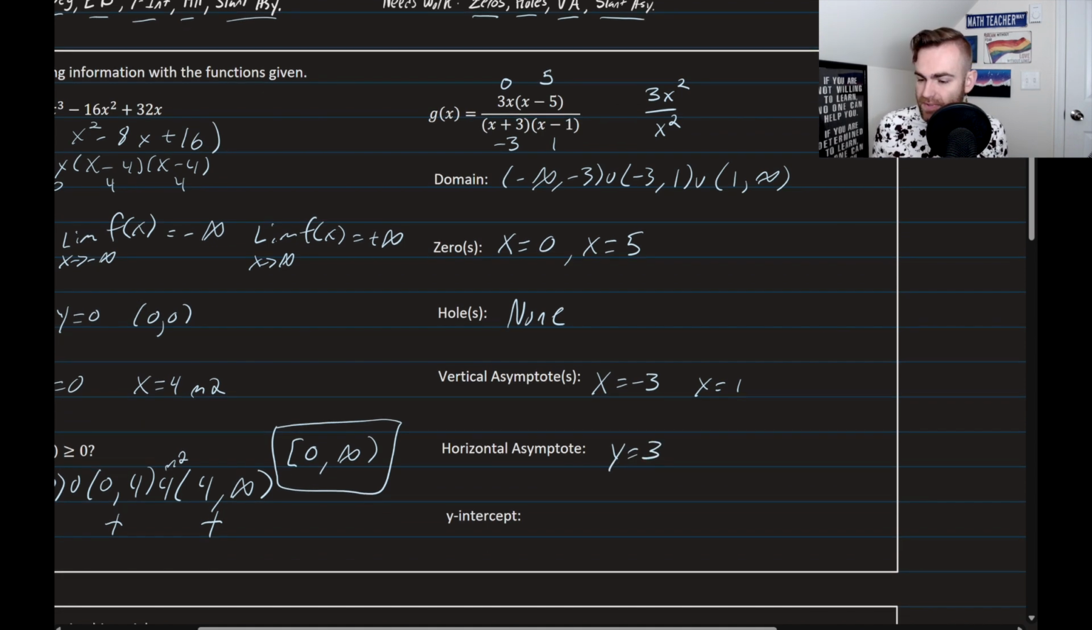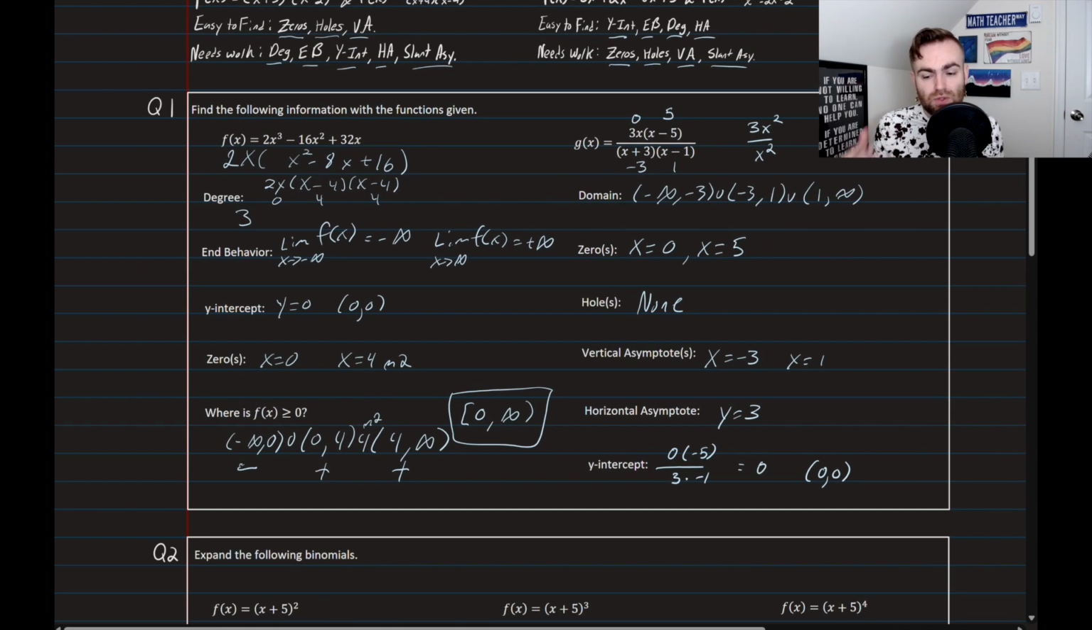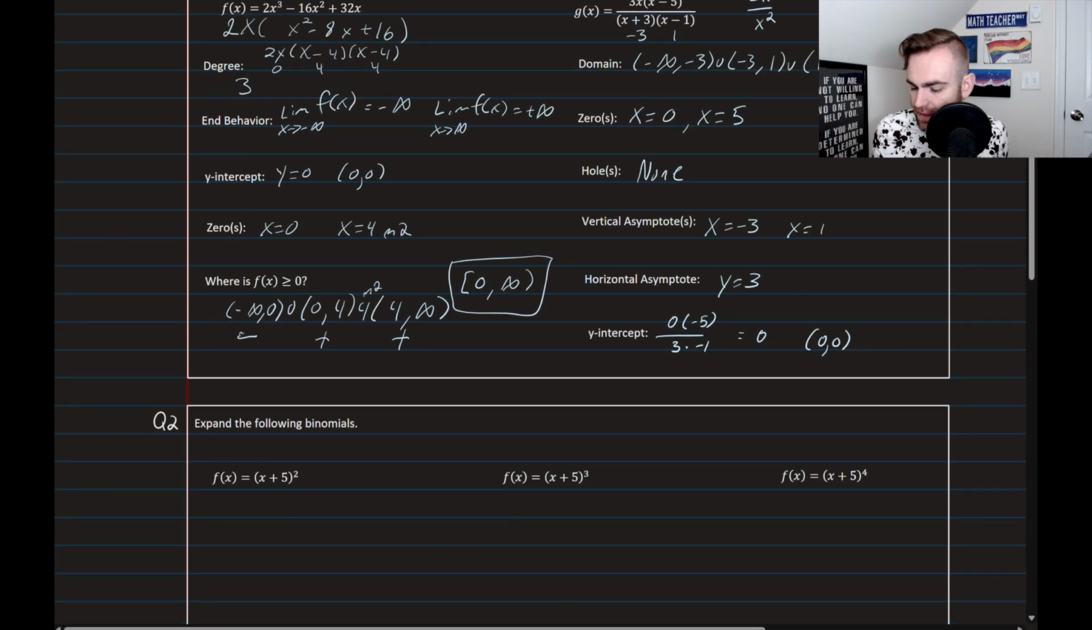The y-intercept. To find the y-intercept, we need to plug in 0. So I plug in 0 to the numerator, I'll get 0 times -5 over 3 times -1, which is 0 over a number, which is just 0. So our y-intercept is (0, 0). Very nice, not too bad. Really just using the skills that we've had and looking at these two forms in their entirety.